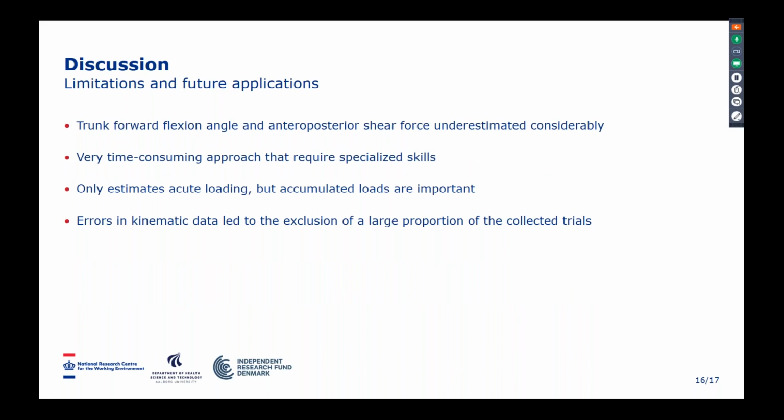So, some of the limitations of this technology. In the evaluation study, we found that the trunk forward flexion angle relative to the pelvis was considerably underestimated, which also means that the anterior-posterior shear force is considerably underestimated. This is something to keep in mind when looking at the data from this study. It also means that many of these merchandise could actually pose a risk for the development of low back pain, even though our study did not show it, at least for the shear force. So this is important to keep in mind.